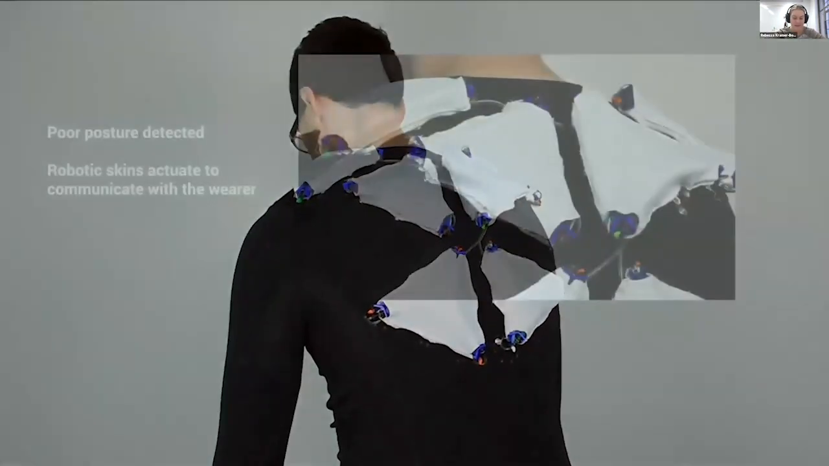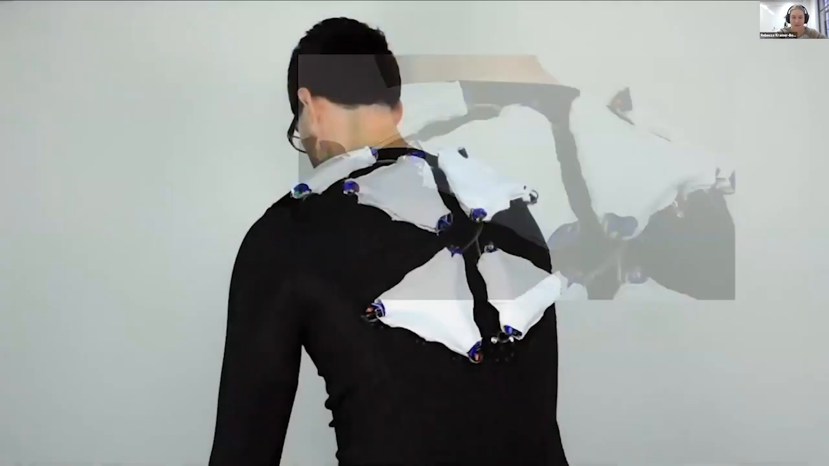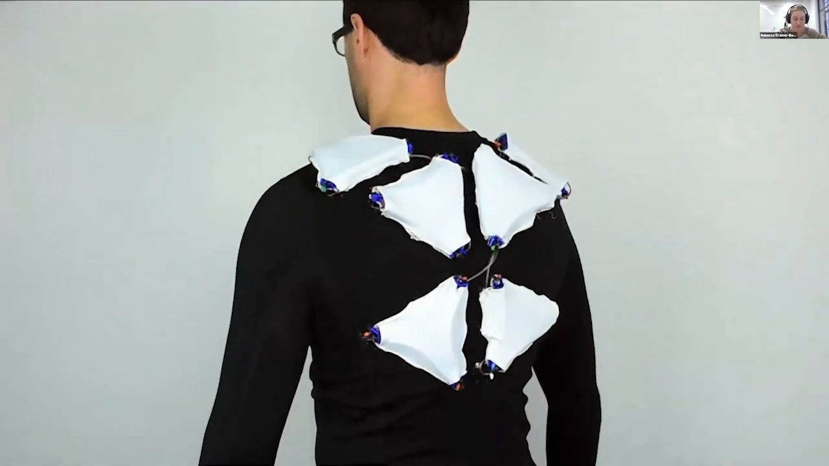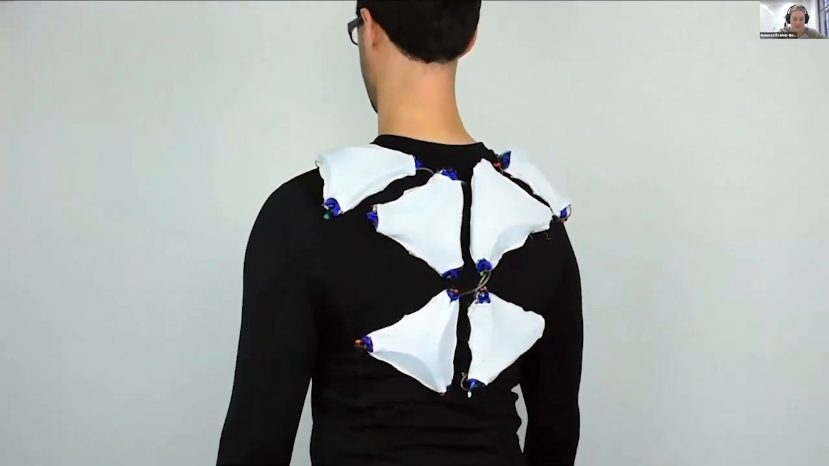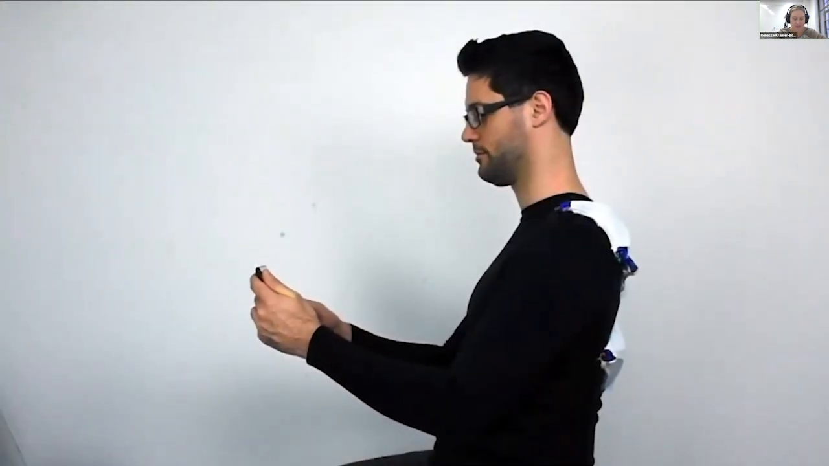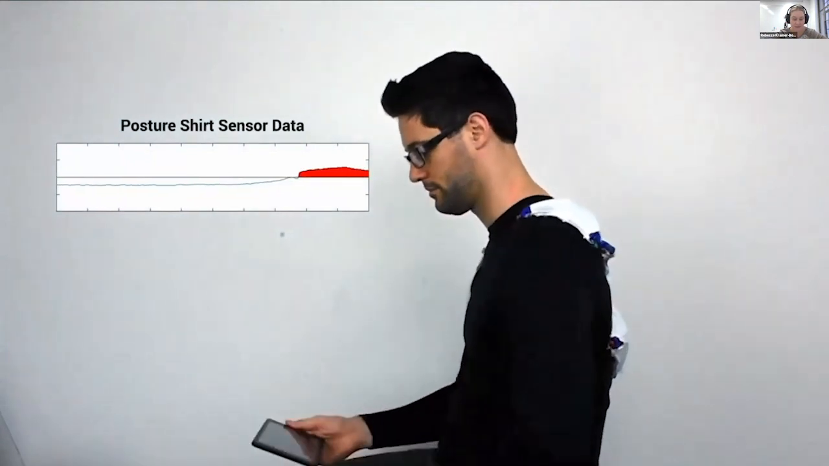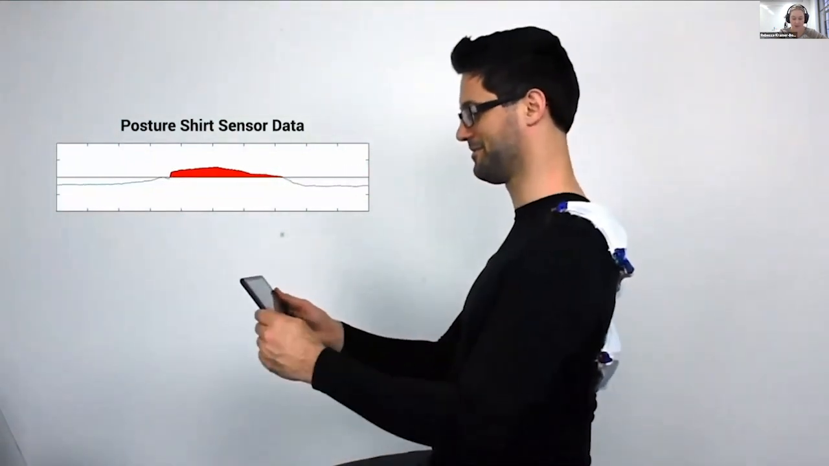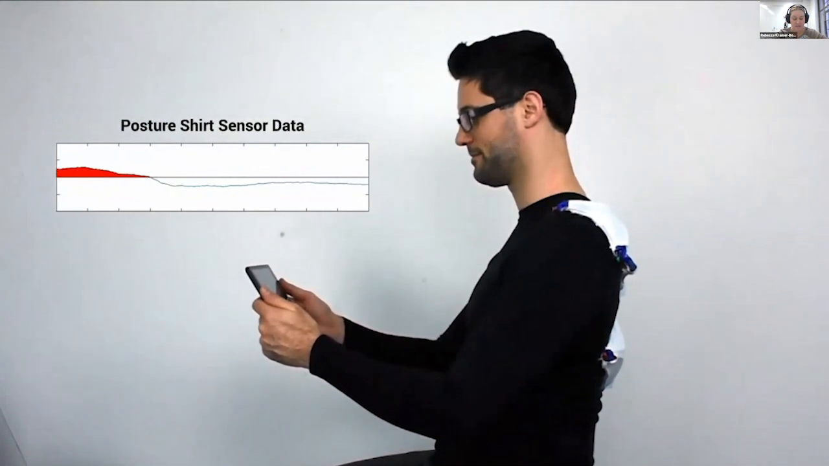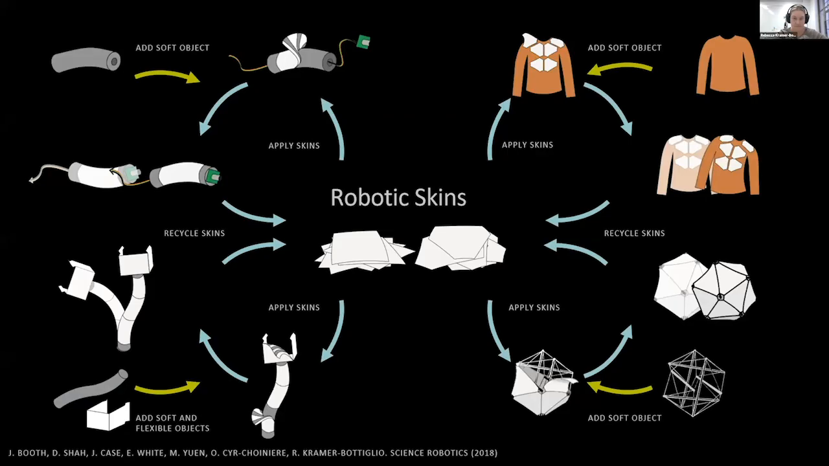human instead. So this is a former postdoc of mine, Joran, and he's wearing the skins to create this posture shirt. The sensors in the skins are aligned along his back, and the sensor data shows when his slouching crosses a threshold, which triggers the actuators in the skins to begin pulsing to communicate that he should sit back up. So taken together, these demonstrations show how robotic skins can be easily transitioned between locomotion, manipulation, and wearable applications.